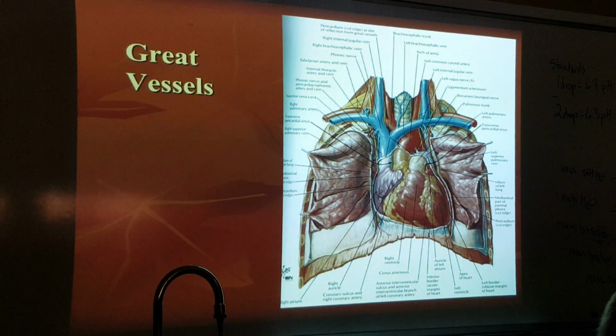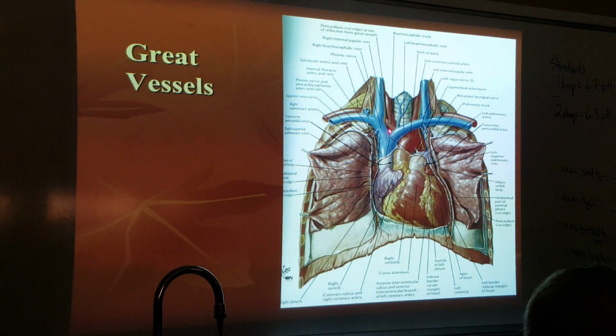Okay, the great vessels. And we're going to be learning lots of blood vessels tonight. You have the veins coming back to the heart. The branching pattern of the veins is pretty much symmetrical. You have the left subclavian vein and the right subclavian vein, the right internal jugular vein and the left internal jugular vein, the left brachiocephalic vein, the right brachiocephalic vein. And all of those merge onto the superior vena cava, which descends into the right atrium of the heart.